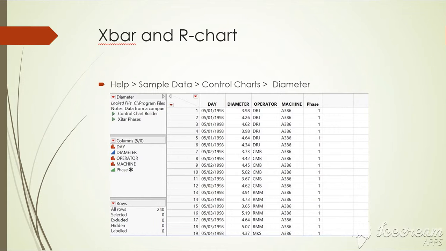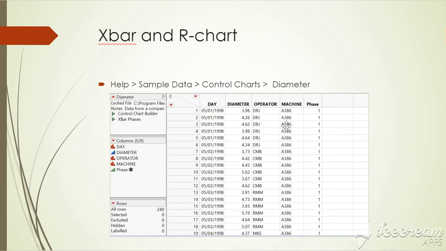To illustrate two more charts that we have, the X-bar chart and the R chart, we're going to go back to the sample data. You can do this by going into SAS and just selecting Help, Sample Data, Control Charts, and we're going to choose the diameter data set. And as you can see, we have different diameters labeled for different processes.